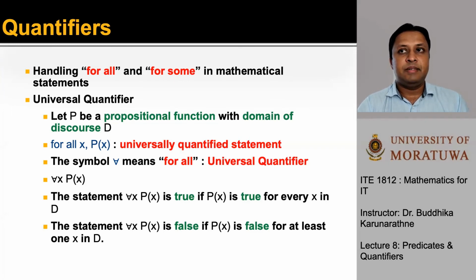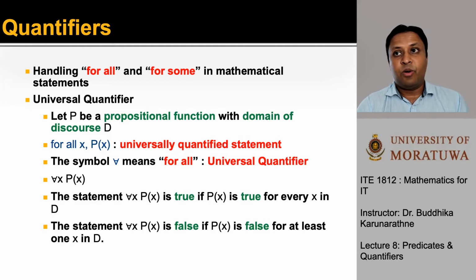Let P be a propositional function with domain of discourse D. If we say for all x, Px, this denotes a universally quantified statement. The symbol for this means "for all", and it is called the universal quantifier. For example, for all x, Px is denoted by the notation for the universal quantifier.